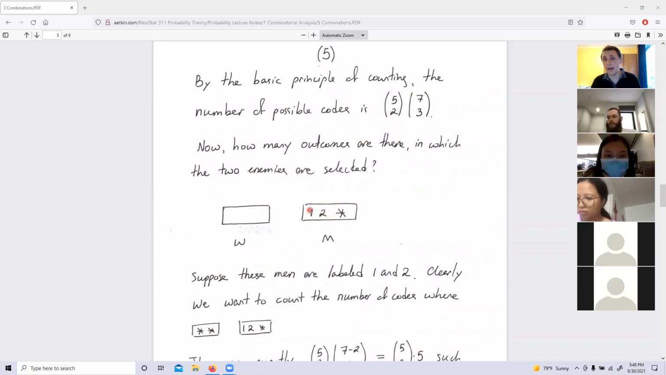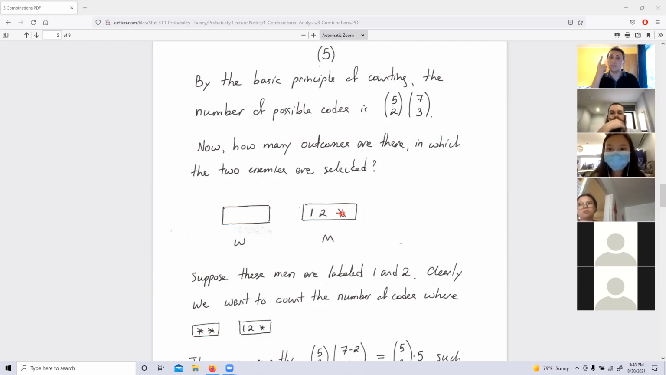Imagine that it happened that men number 1 and men number 2, the 2 enemies, were selected. So I label them as 1 and 2. And then this box has 1 more entry to be a complete collection of men. Yes? So how many available numbers are here?